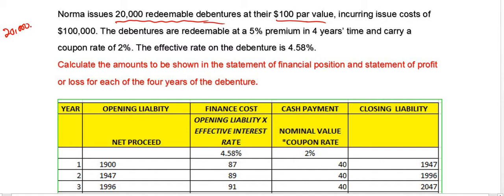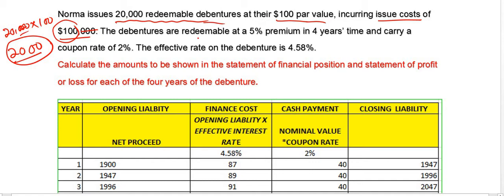I will just take this 3 common, so we have 20 and we have 2000, so we will have this 2000 amount. This is the gross amount, meaning the nominal value, the actual value. Incurring issue cost, so we incur some issue cost, and this is $100,000. We will also remove this 3 from here, and we will just consider this 3 because we already removed the triple 0 from here.